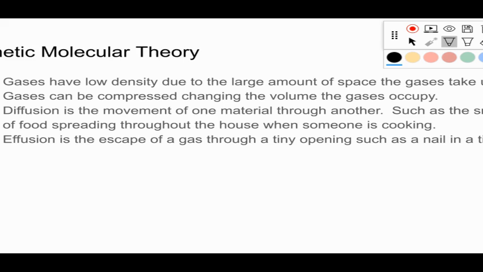Or if I spray perfume up in the front of the room and then you smell it at the back of the room, that's diffusion. That just happens because particles that are gaseous just bounce around and move until they try to find that equilibrium where they spread out. Effusion is going to be the escape of a gas through a tiny opening.